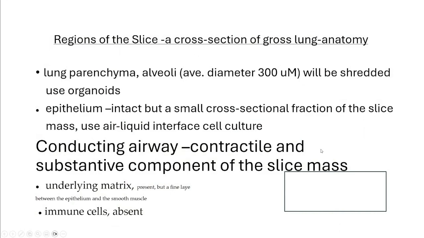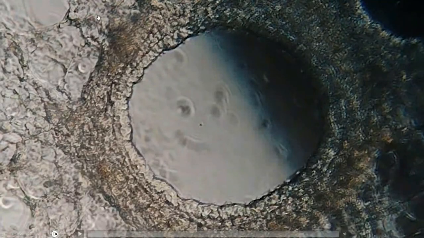So they are very useful in the slice to assess, and there'll be some underlying matrix. You'll have some underlying matrix between the smooth muscle and the lung parenchyma, and some underlying matrix between the epithelium and the smooth muscle. But it's not very prominent under microscopy. So under microscopy, what is prominent is the alveoli, which are shredded, and the smooth muscle rings, which are physiologically contractile.